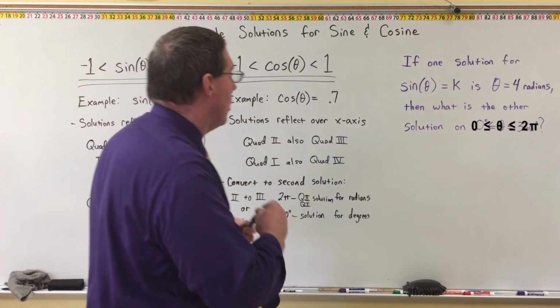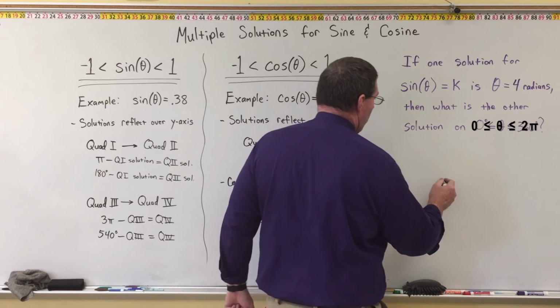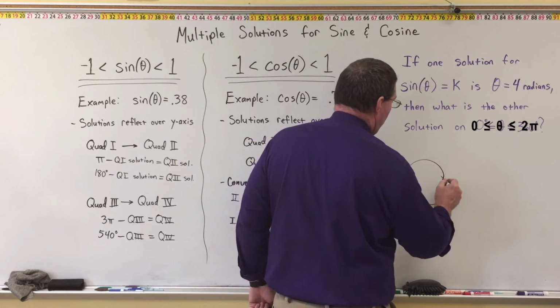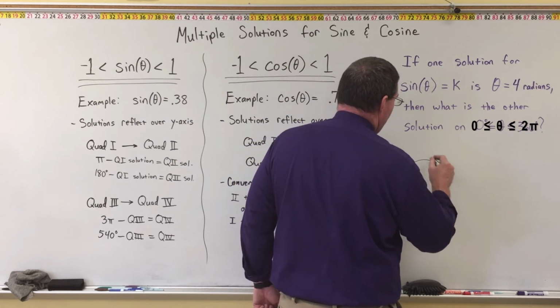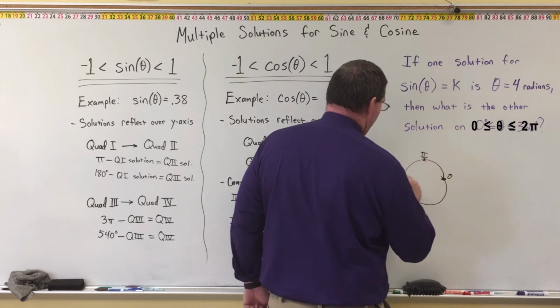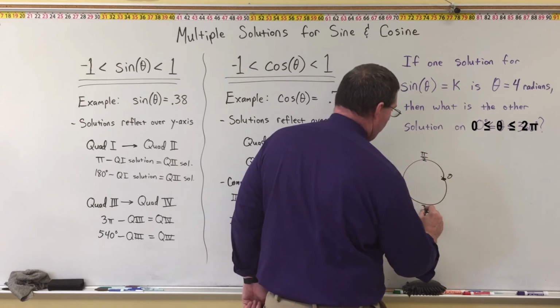Well, here's what I need you to understand. On a full circle, okay, we know that on a full circle, this is 0 radians, this is pi over 2 radians, this is pi radians, and this is 3 pi over 2.